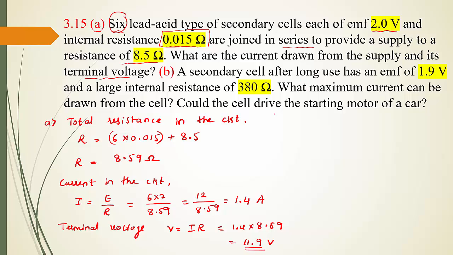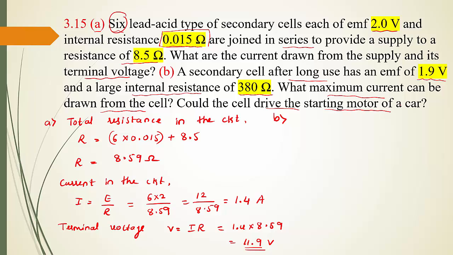Then come to the second sub question B. Here a secondary cell after long use has an EMF of 1.9 volt and a large internal resistance of 380 ohm. When we use a secondary cell for a longer time, its EMF reduces to 1.9 volt and its internal resistance increases to 380 ohm. What maximum current can be drawn from the cell? Could the cell drive the starting motor of a car?